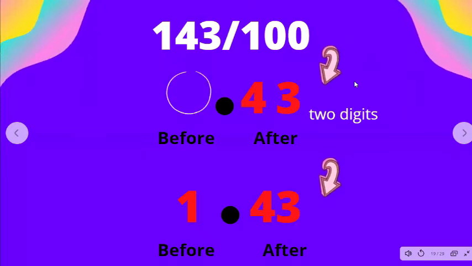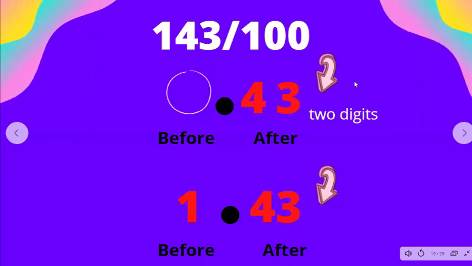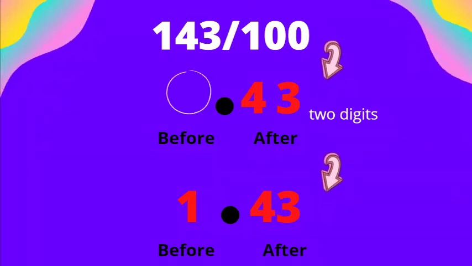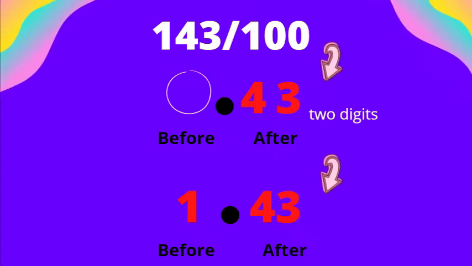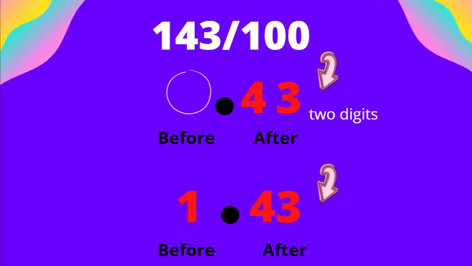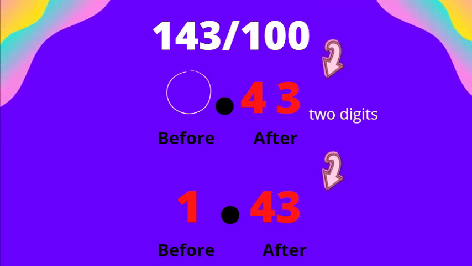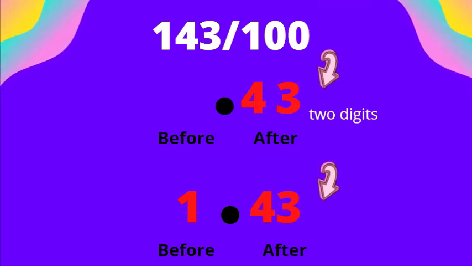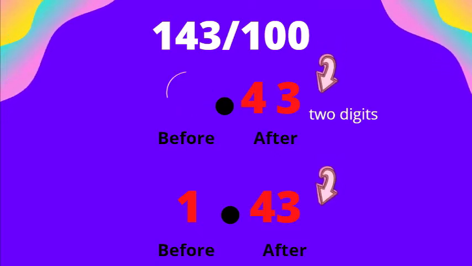It will be the same for 143 over 100. Since we just need 2 digits after the dot, we will just write the digits 4 and 3 as the number after the dot, or the number in the fraction part. Then the number 1 we put before the dot as the whole part.